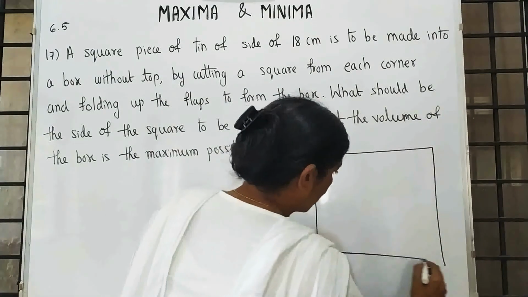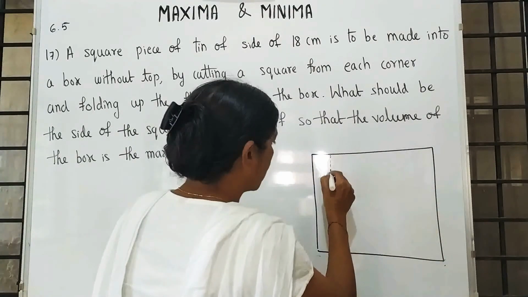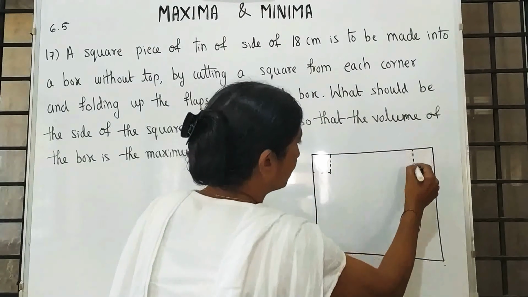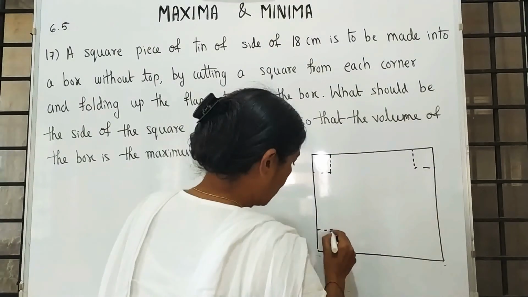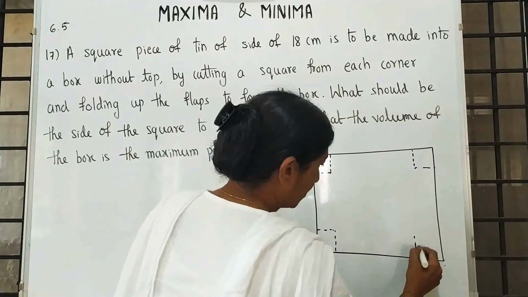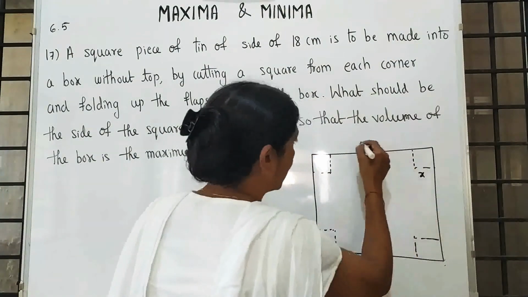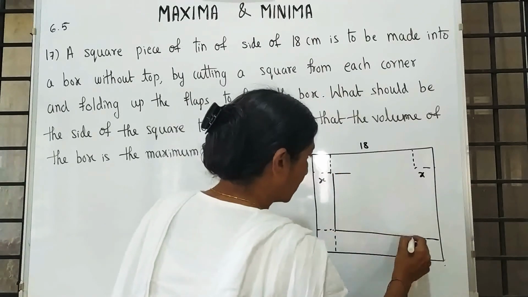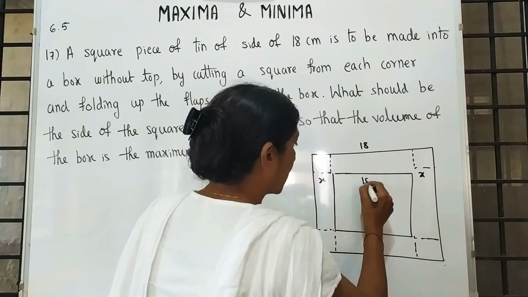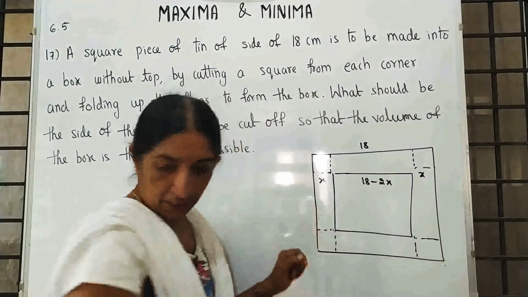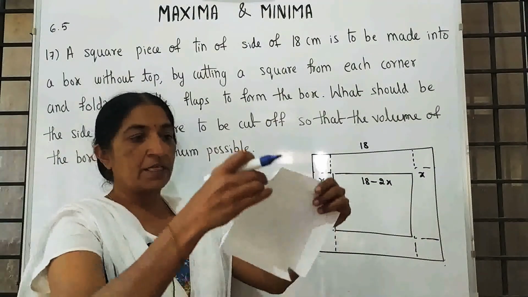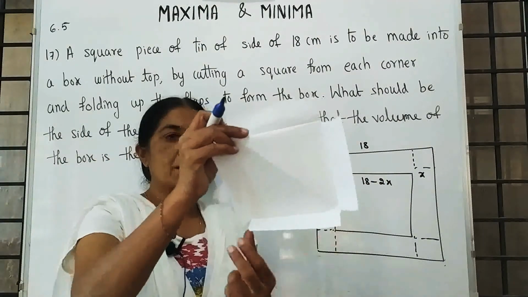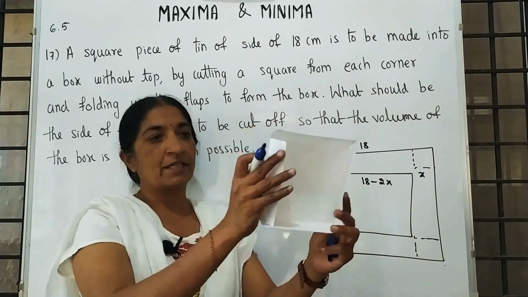And on each corner a square piece is cut off. Let us call that x. Total it is 18, but only the remaining part inside this is 18 minus 2x, as I showed here. Each corner square piece is cut off, and they are folding like this.